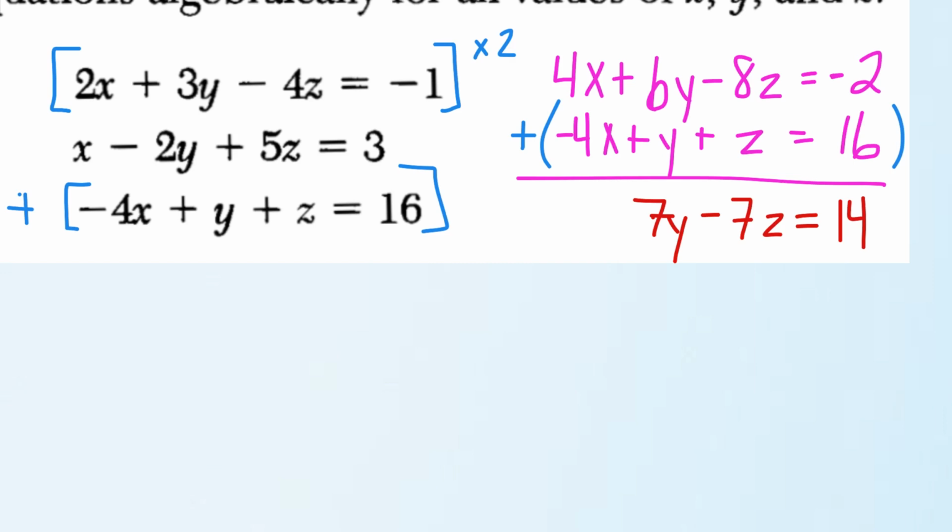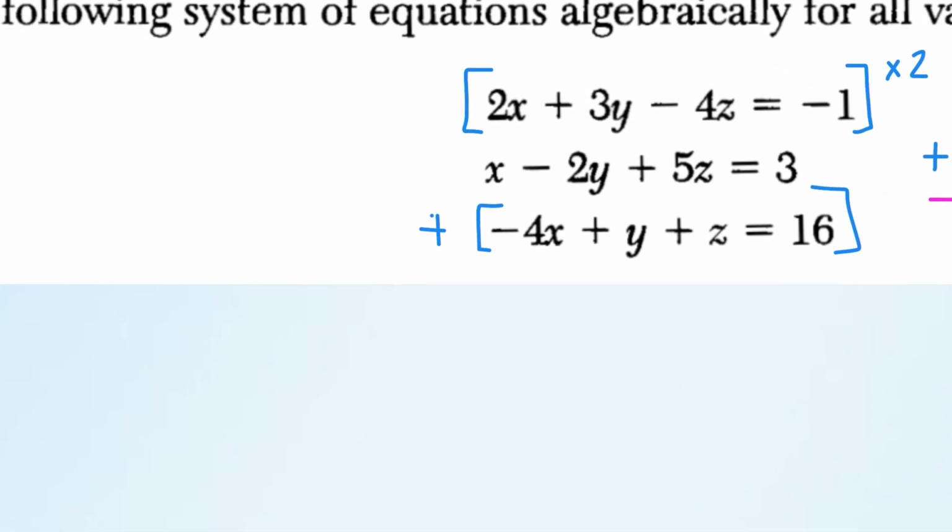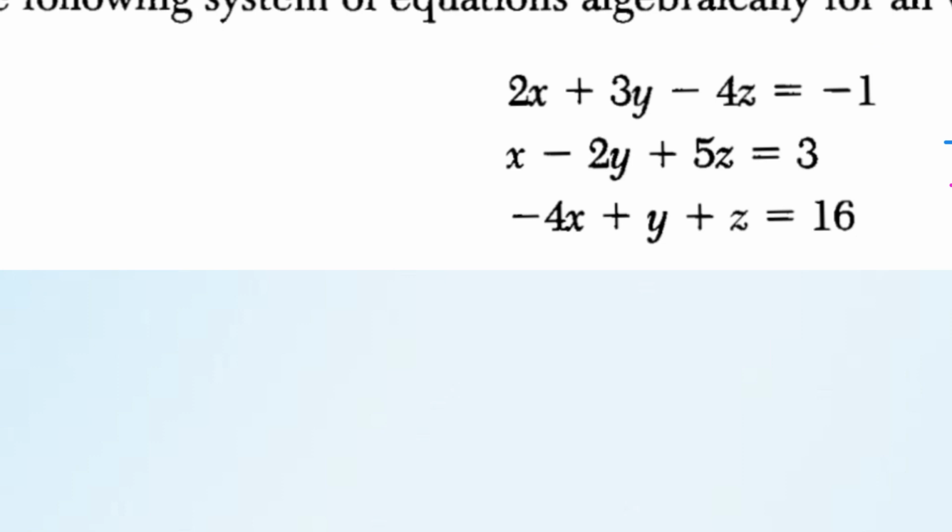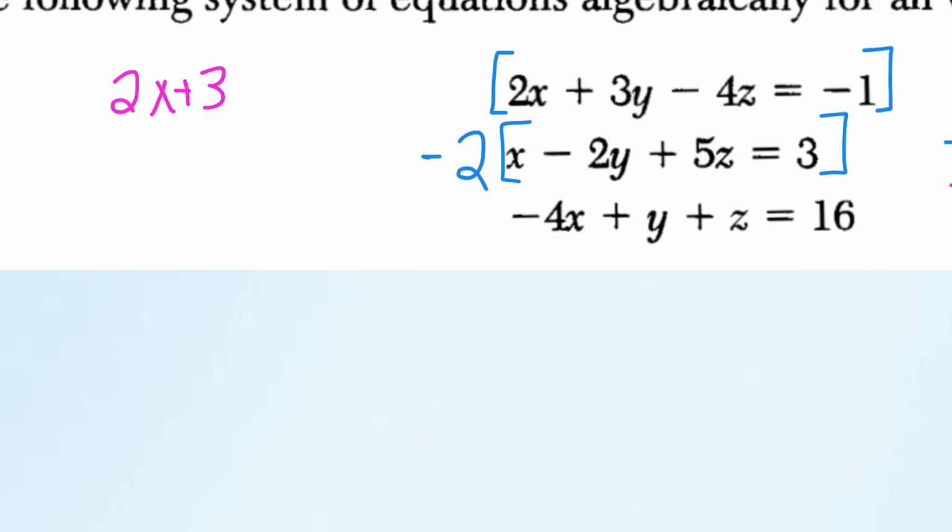Now let's try doing that elimination method in a different way. So let's try and see what happens if we take the first equation and subtract 2 of the second equation, because then, again, we would be eliminating those x's. So let's go ahead and write this out. We would have 2x plus 3y minus 4z equals negative 1. And then we're going to subtract double of that middle equation.